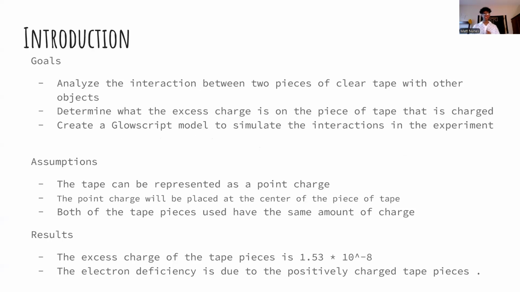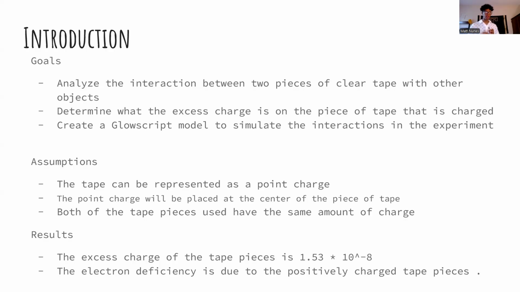A quick introduction of the lab: the purpose of the lab was to analyze the interaction between two pieces of clear tape with other objects around them. We also had to determine the excess charge on each piece of tape and create a GlowScript model to simulate the interactions of the tape with other objects in the experiment. Some assumptions we made were that the tape could be represented as a point charge, placed at the center of each tape, and that both tape pieces had the same amount of charge.